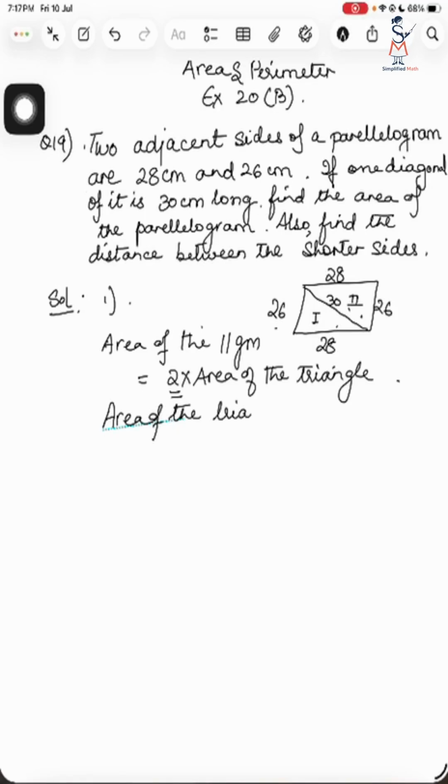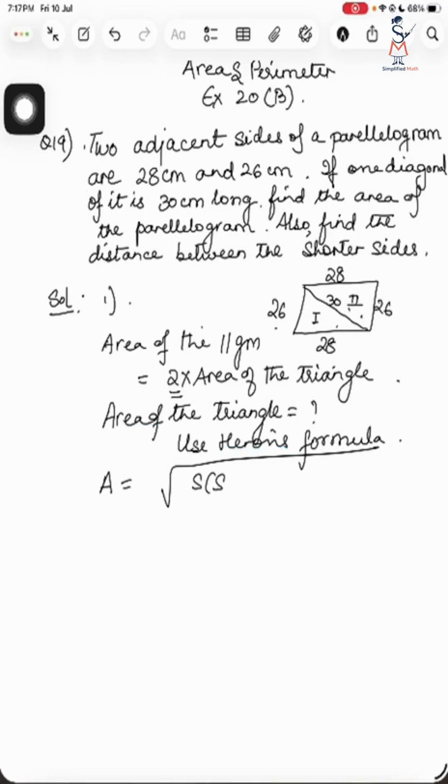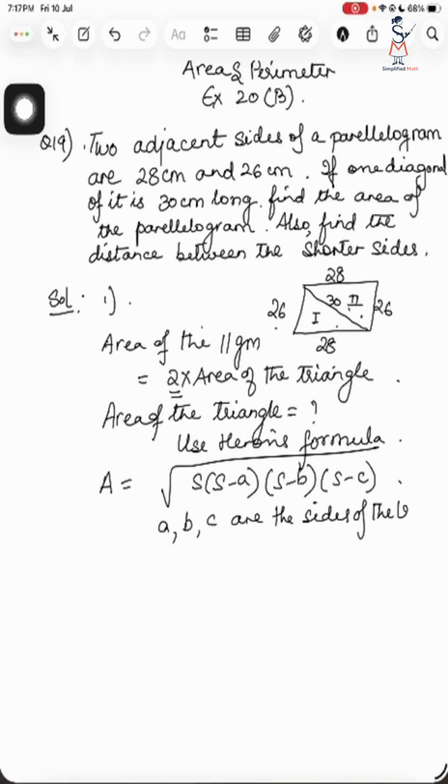We can see the triangle is a scalene triangle. So we will use Heron's formula. What is Heron's formula? Heron's formula is area equals square root of S into S minus A, S minus B, S minus C. A, B, C are the sides of the triangle, okay? And S is the semi-perimeter of the triangle.